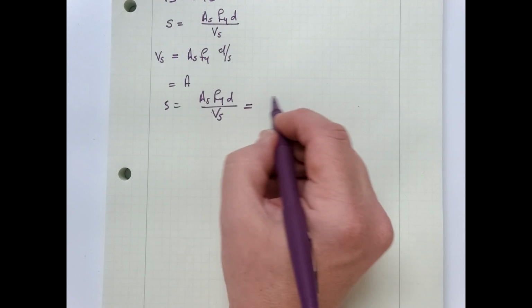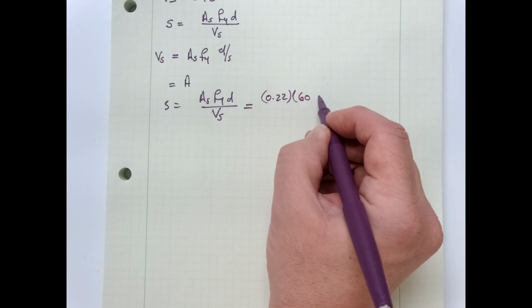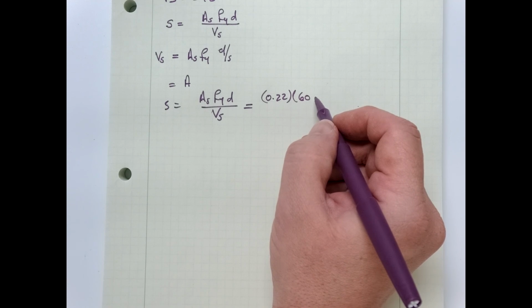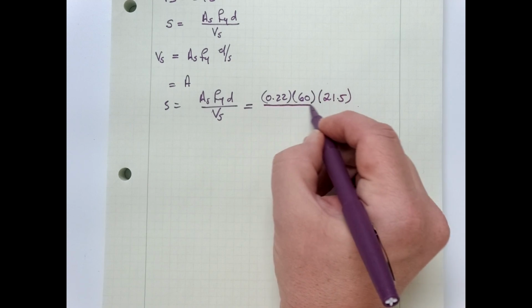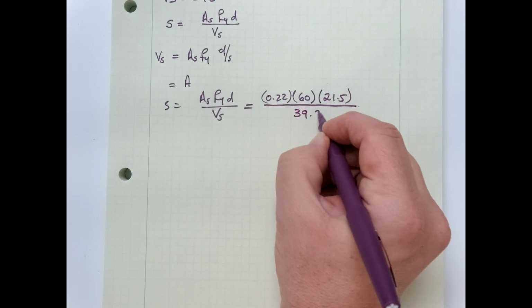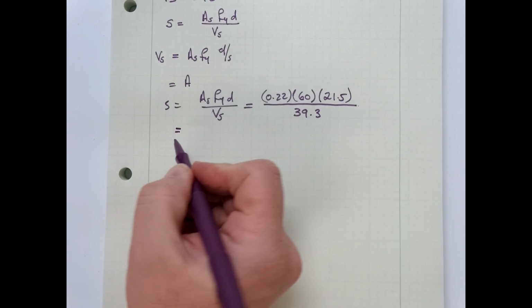And that's equal to 0.22, right? Because I've got two number 3 bars, 60 KSI, multiplied by 21.5 and divided by 39.3. Now, you have to be careful with that first equation with the square root in it, because it's a relationship. The units don't cancel out. But in this one, so long as this is in kips, this is in kips. If you want to make this 60,000, you need to make this 39,300. Piece of cake.